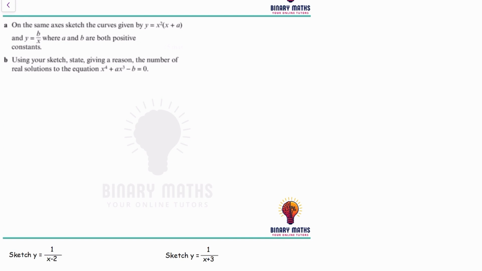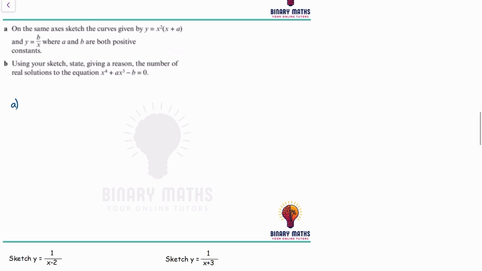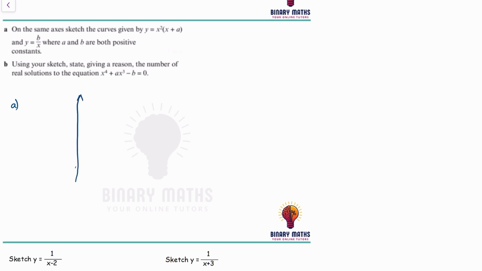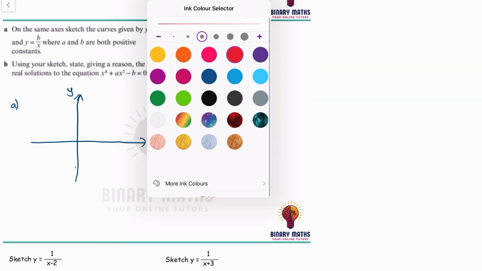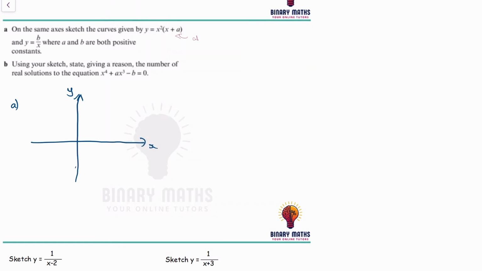On the same axis, sketch the curves given by y is equal to x squared times x plus a and y is equal to b over x, where a and b are both positive constants. Okay, so let's try to sketch this. This is a cubic graph. It's a positive cubic graph, so that means it's going to go this way, starting off in quadrant 3 and ending up in quadrant 1.